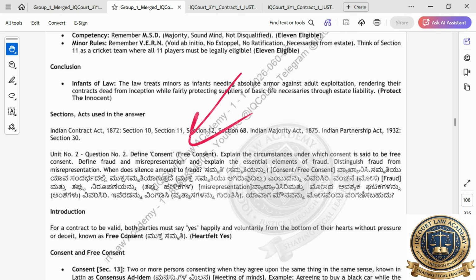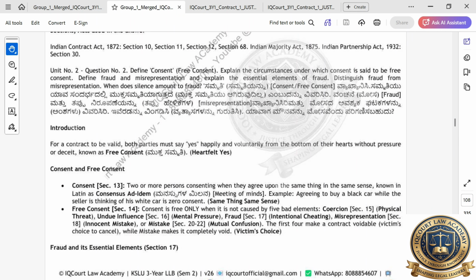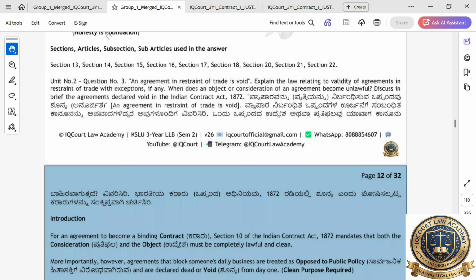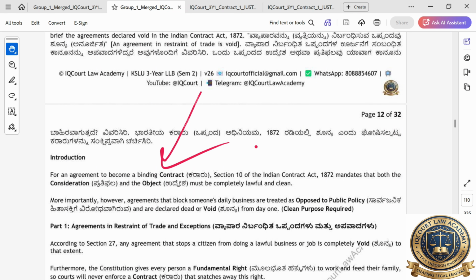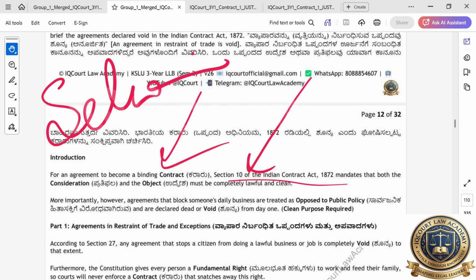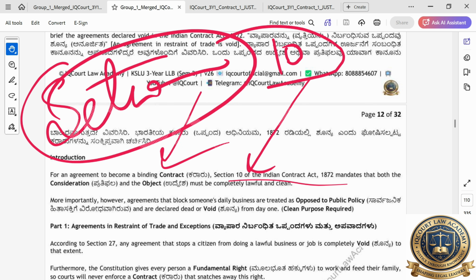See, consent, free consent, everything we have covered. Sammati, you know, means saying yes. That's it. It should be free consent. Very easy question. You can write it very easily. See, for an agreement to become a binding contract, Section 10 is very, very important. Section 10 you have to write everywhere, in all the questions. Section 10 is very, very important.